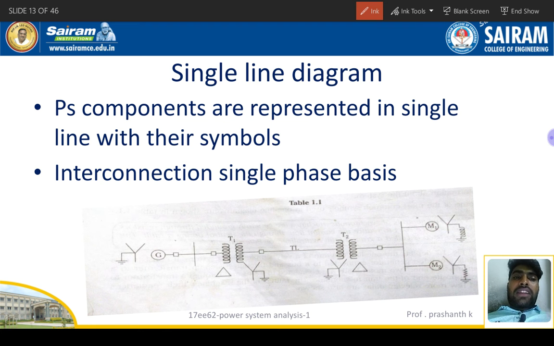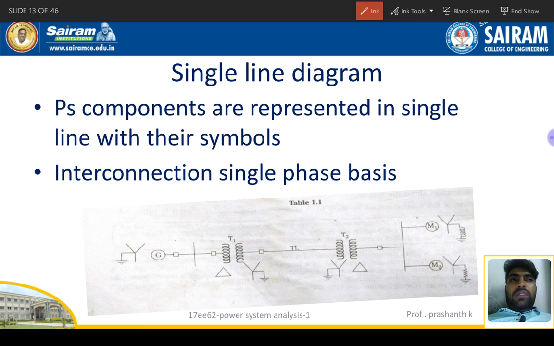I think you can ask me the question: why sir, two incoming lines, right? So one is for alternative purpose. If suppose one is not working, I mean a failure occurs, automatically the second one will switch over. So that's why we have two.